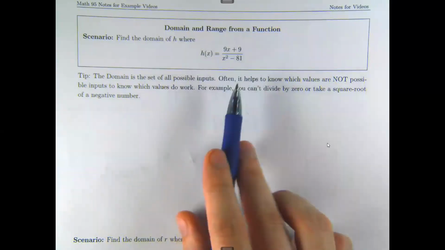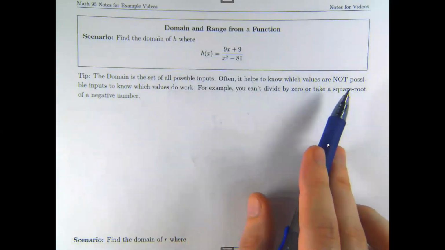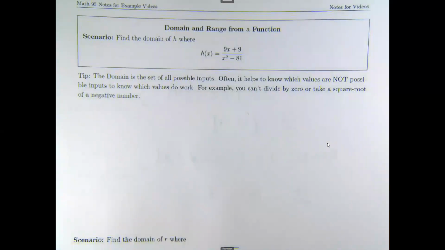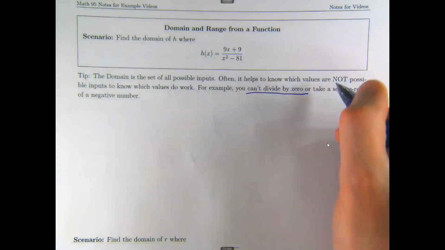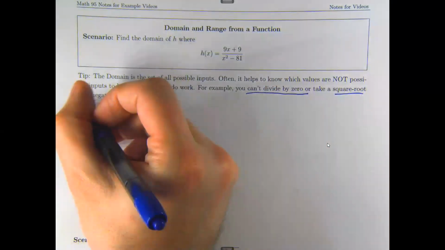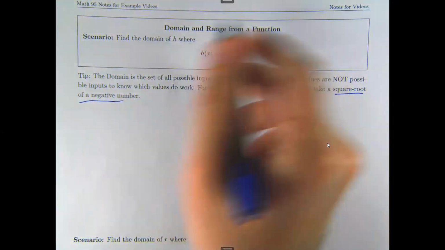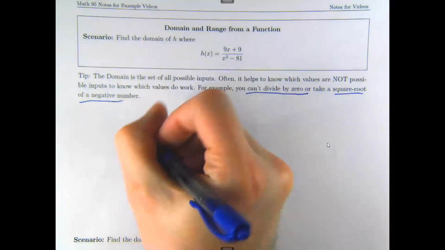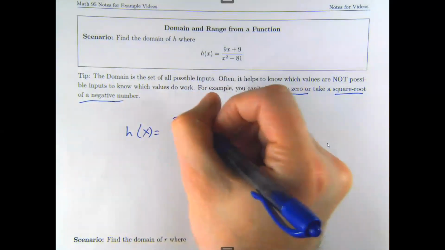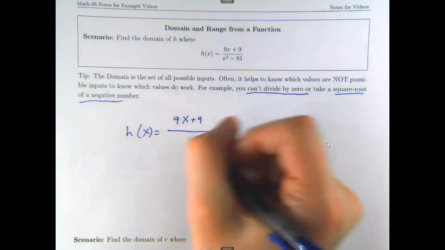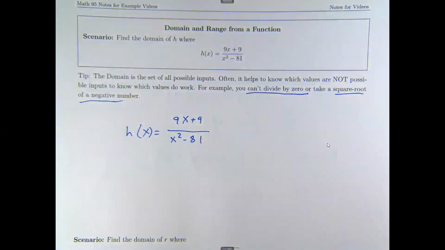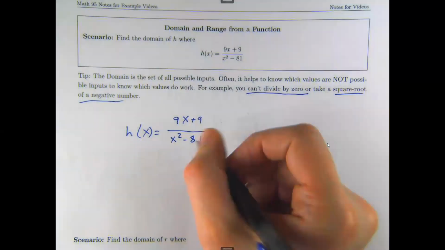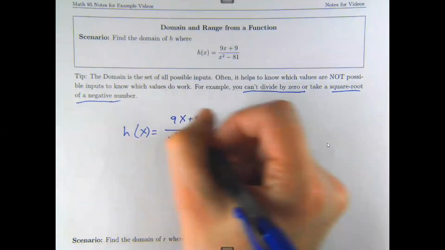So when I'm thinking of the domain, often it helps to think about the values that are not possible or the things that you cannot plug in. So two things that come up pretty often: you cannot divide by 0, and you can't take the square root of a negative number. So here I've got h of x is equal to 9x plus 9 over x squared minus 81. And I know I can't have the bottom of the fraction equaling 0. I can't divide by 0.